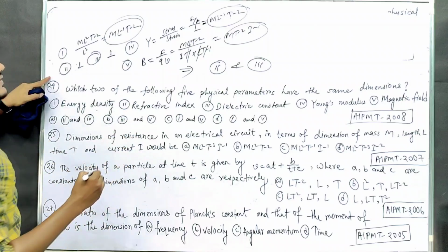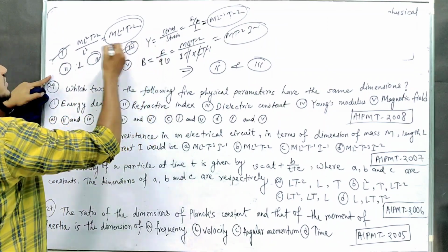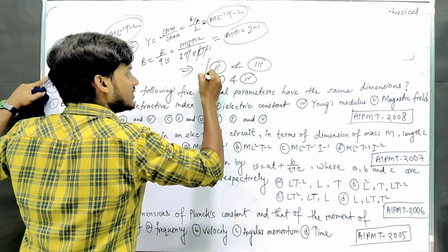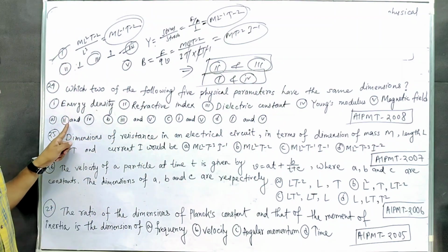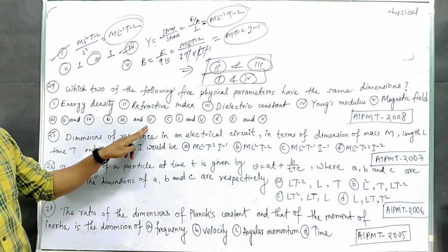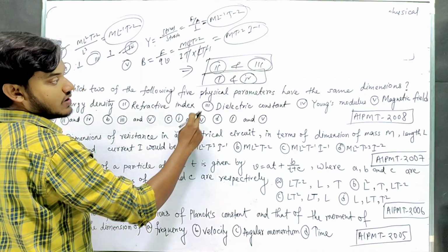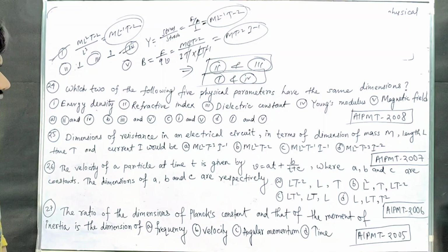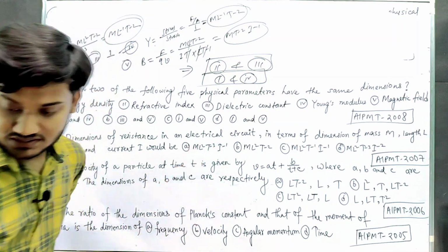Option 1 and 4, Young's modulus and energy density, 1 and 4. So these two are the right answer. Let's find the options. 2 and 4, no. 3 and 5, no. 1 and 5, no. There is a mistake maybe, just 1 second.